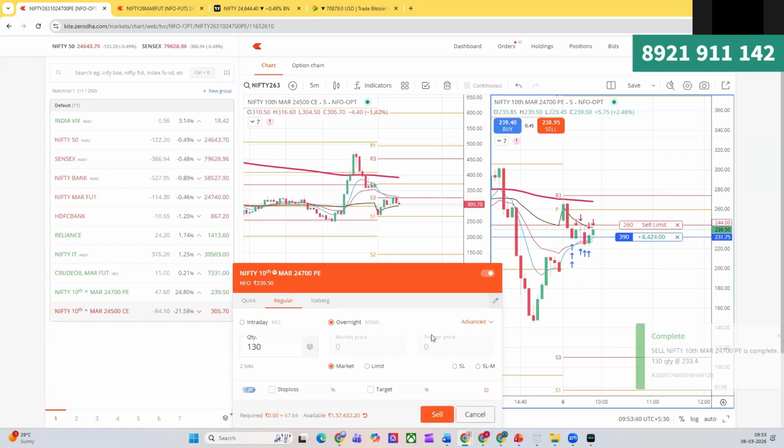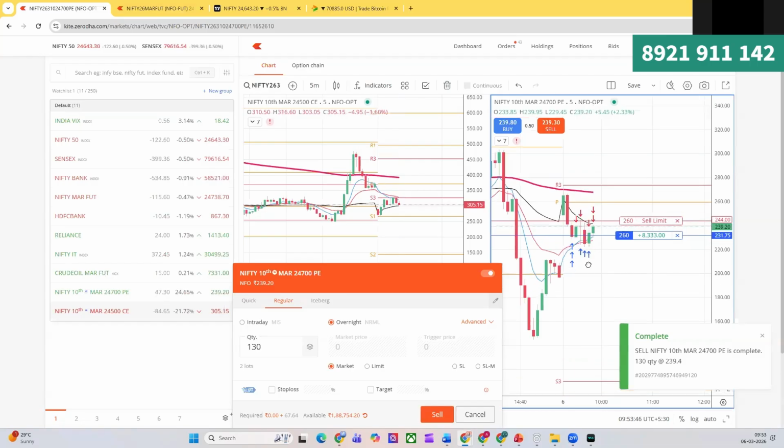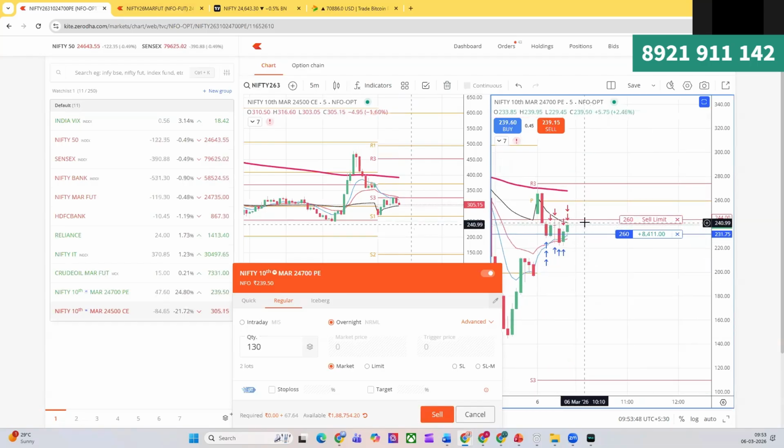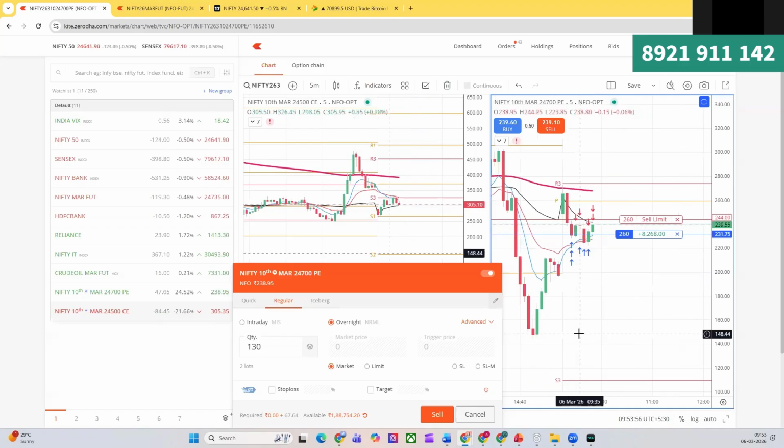I'll exit 130 more at 239. And this 244 order, let it be there. The VWAP now is at 240. Yeah, but let it be there. We'll get it. Anyway, we are not going to lose on this trade now. 241, VWAP is touched.